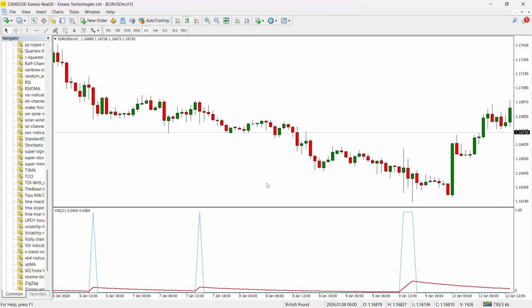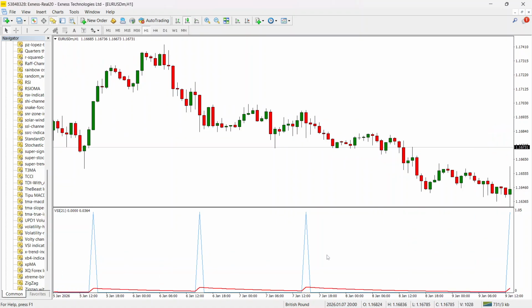On the chart, the volatility scanner displays in a separate window below the main chart, as I said before, with the VSI line typically more responsive, showing real-time volatility changes, as you see on the chart, and the VSI MA line moving more smoothly, providing directional context, which is this red line here.